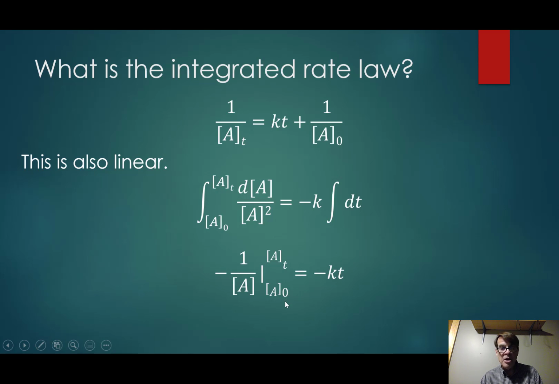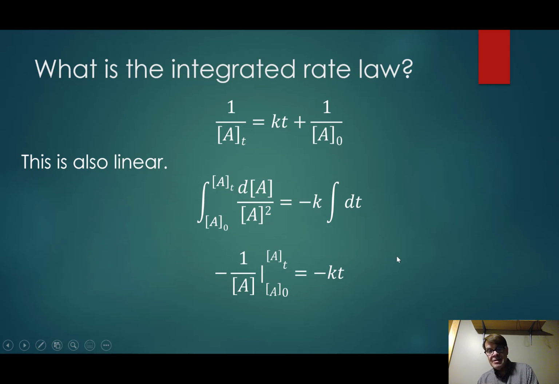And then I'm going to do it from, again, the initial concentration to the concentration at time t. I'm going to plug these in to this. And so equals negative k, and then the integral of dt with regard to t is just t, right? So I've got this side here, and I don't think I wrote it out, so I'm just going to tell it to you verbally. When I plug the A in, it's going to be 1 over A at time t minus 1 over A at time 0 equals kt.